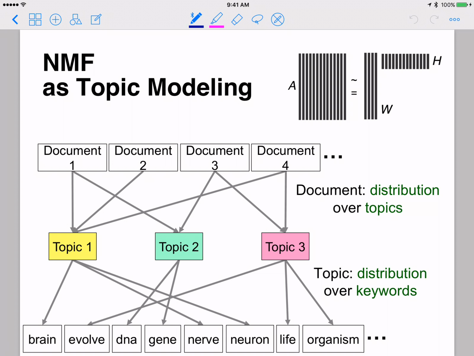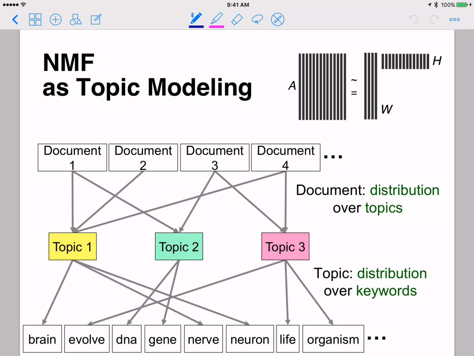Let me briefly go through what topic modeling is and how this NMF works. Some of my own students are familiar with these techniques, but for those who are not familiar, let me just briefly go through how these work.